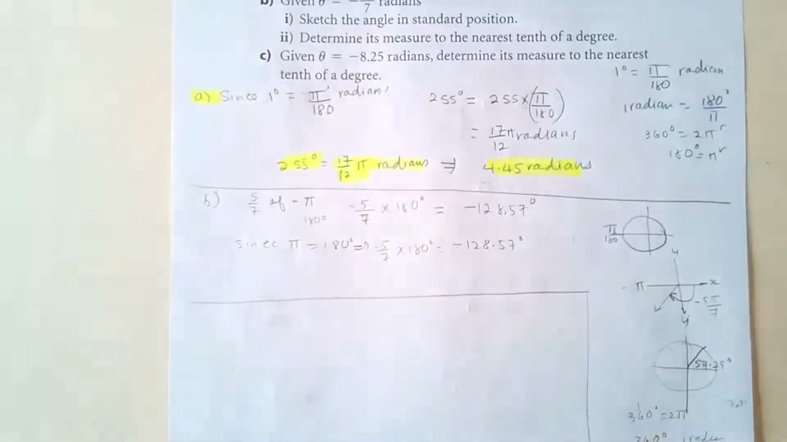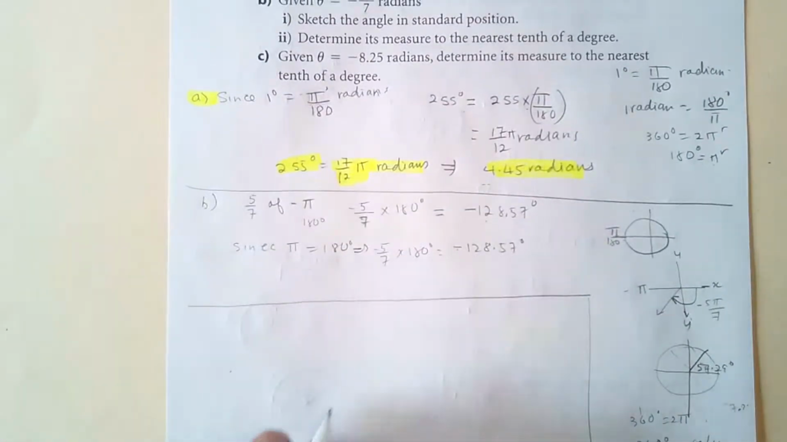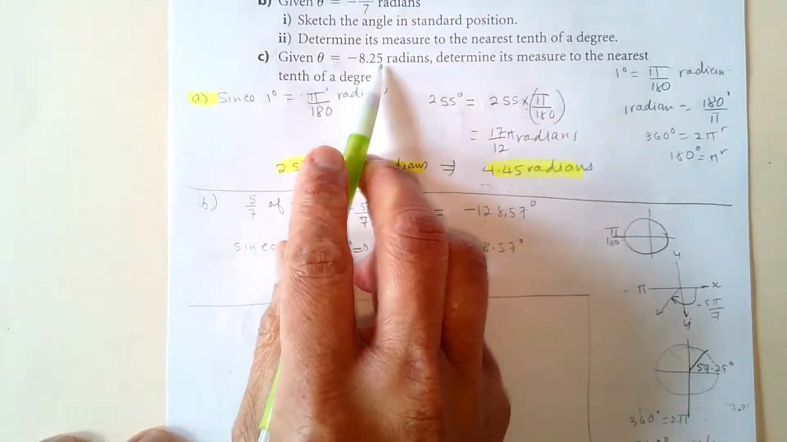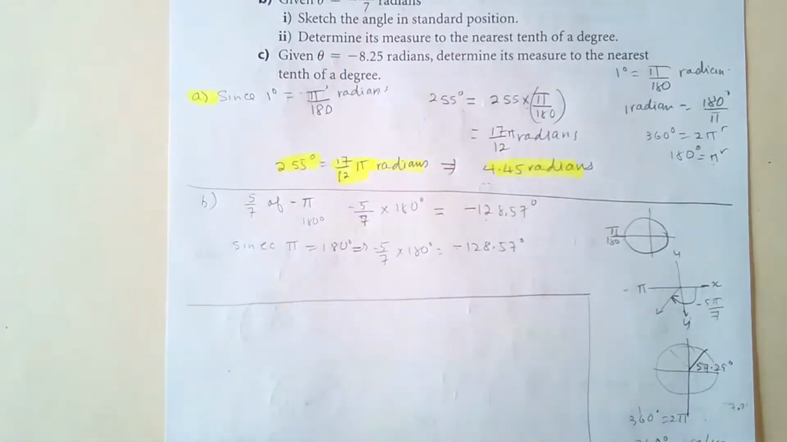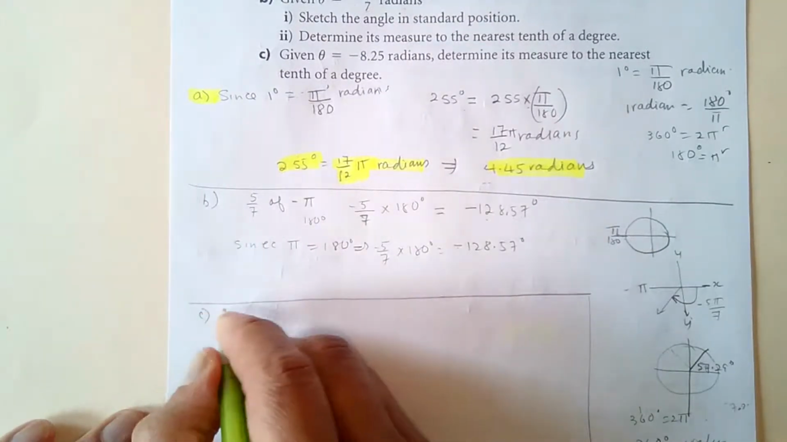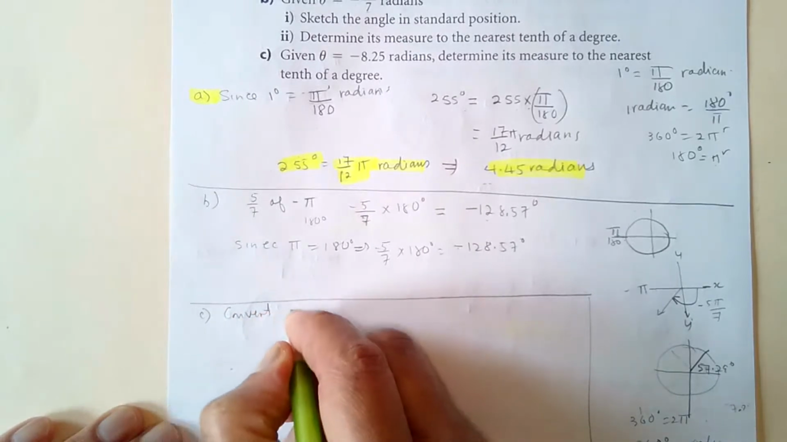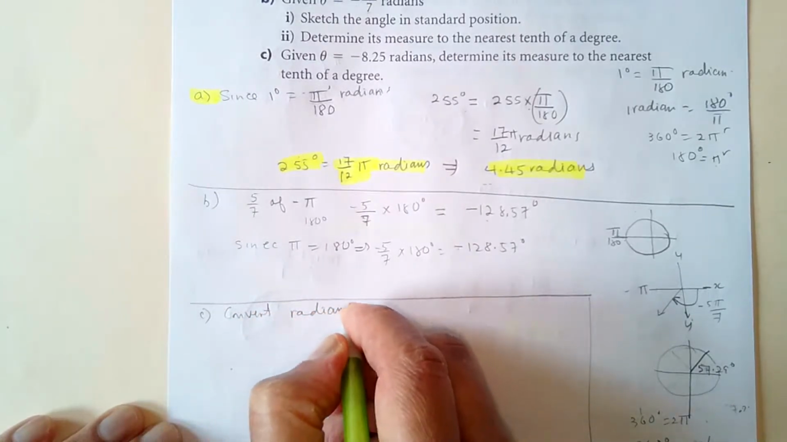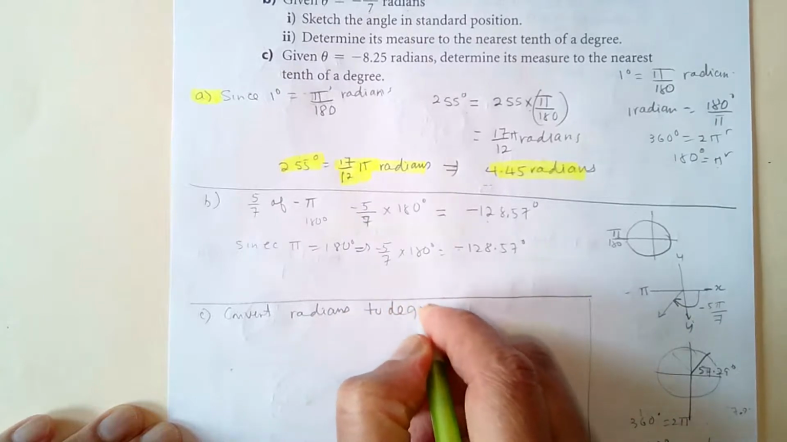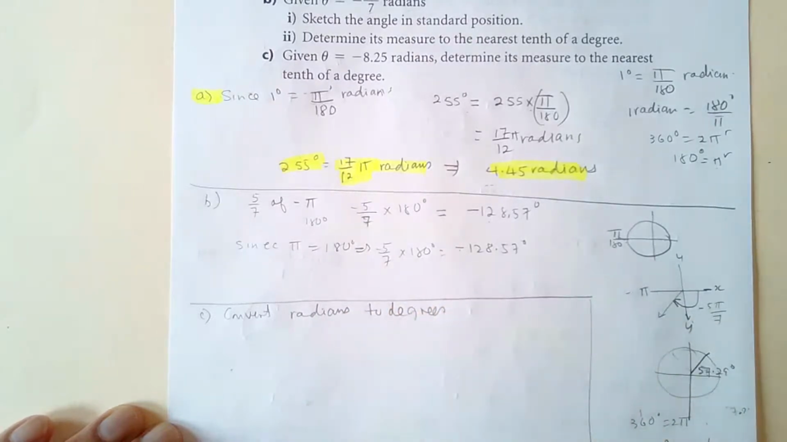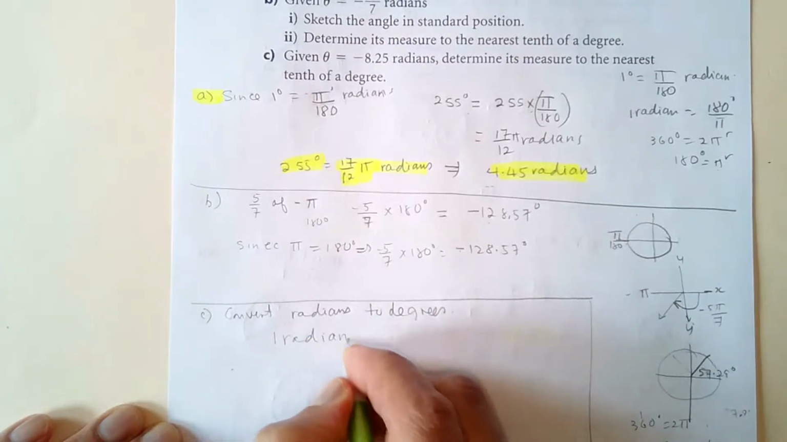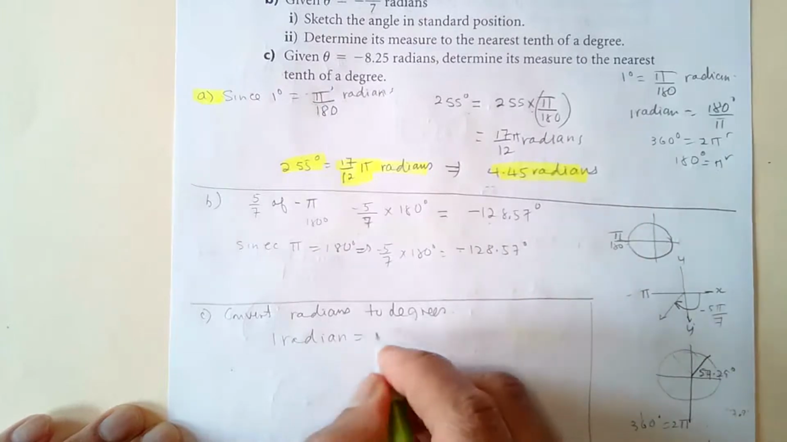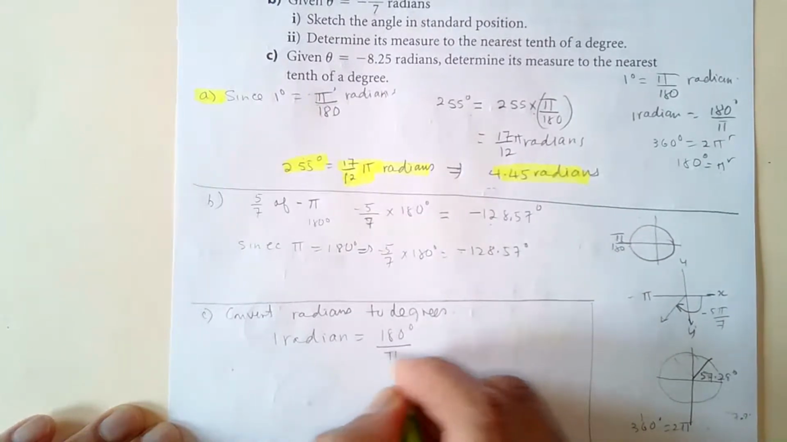Just a sidebar here, okay? And the last one, given theta is negative 8.25 radians, determine its measure to the nearest tenth of a degree. Now, we're just converting radians to degrees. So we know that 1 radian is equal to 180 over pi degrees.